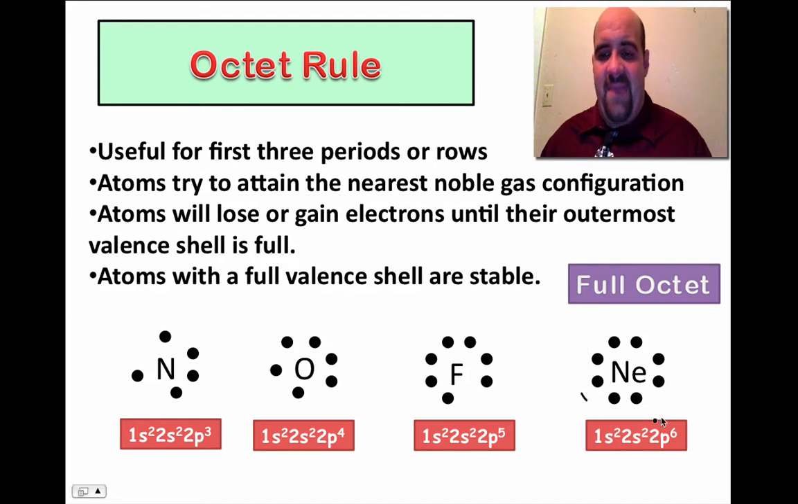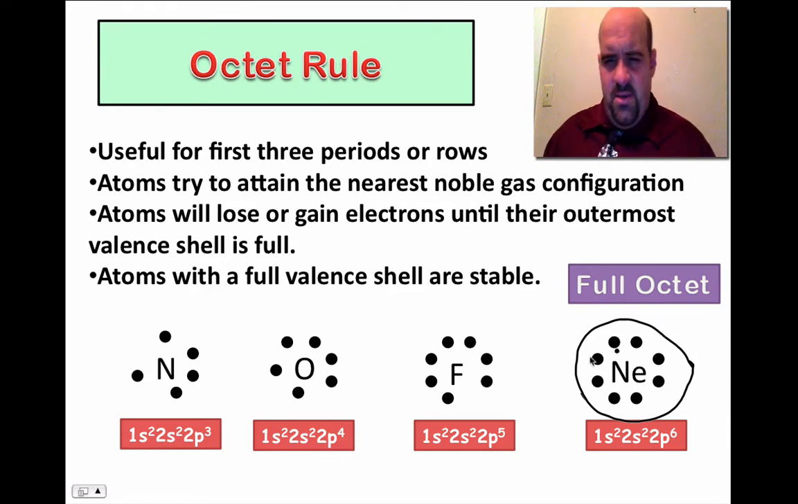Neon, 8 valence electrons. All the elements in column 8A have 8 valence electrons. Fluorine is in column 7. It wants to be like neon, so what does it want to do? It wants to gain 1 electron. What does oxygen want to do? Well, it wants to gain 2 electrons. And nitrogen is going to, of course, want to gain 3. And this would obviously be a 2p6 if it gained 3. We have the same configuration as neon.